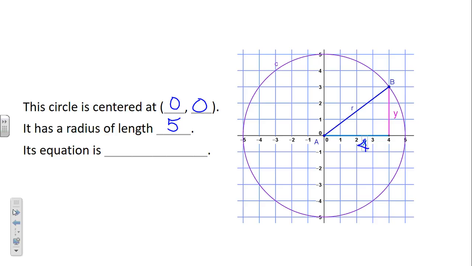So this is 4, and this is 3, and 3 squared plus 4 squared is 5 squared. So 3, 4, 5 right triangle. Okay? Yeah, it goes from 5, 0, 0, 5, negative 5, 0, and 0, negative 5. So every point on that circle is 5 units away from its center. Okay? So far, so good?